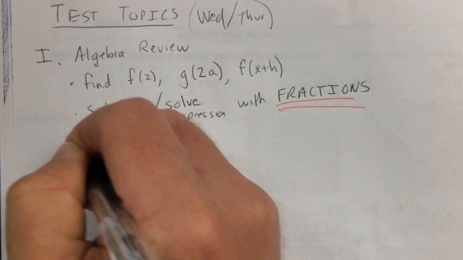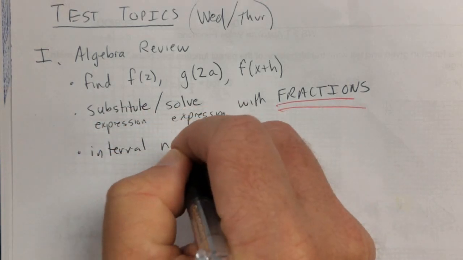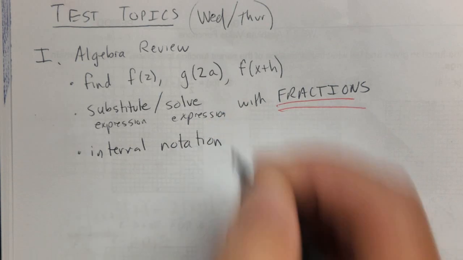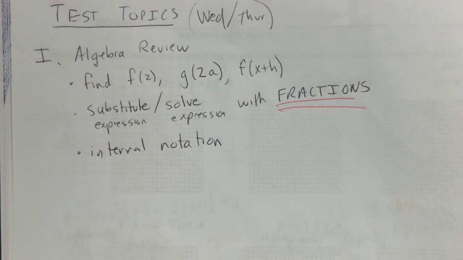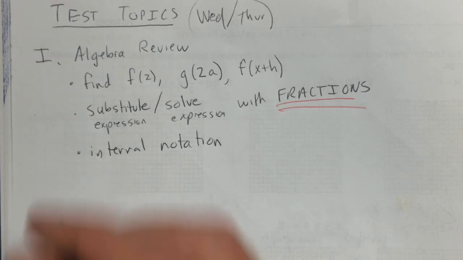Let's see, interval notation. It's almost like there's this overlap between notes, homework, quiz, review, and then the test. So by the time we get to the test, you've seen all this multiple times.